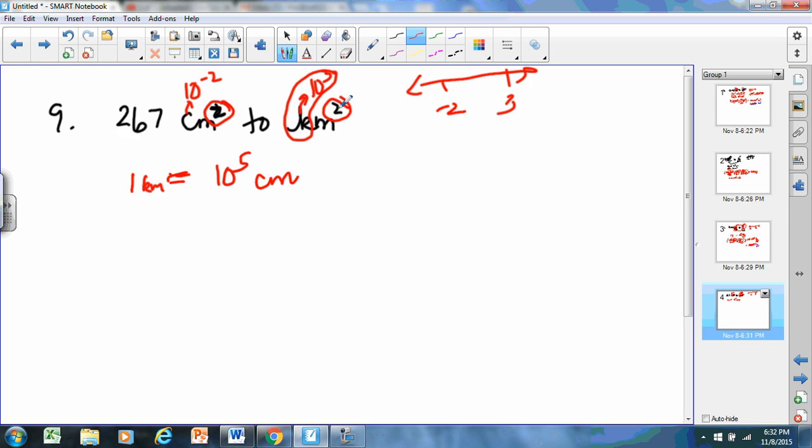Now you got to realize though, these 2's are here. So as soon as you get that, now you have to square it. So if both of the units are squared, you square the conversion factor. If both of the units are cubed, you cube the conversion factor. And if nothing is squared or cubed, it means to the first power, and you don't have to do that. So then I come over here.